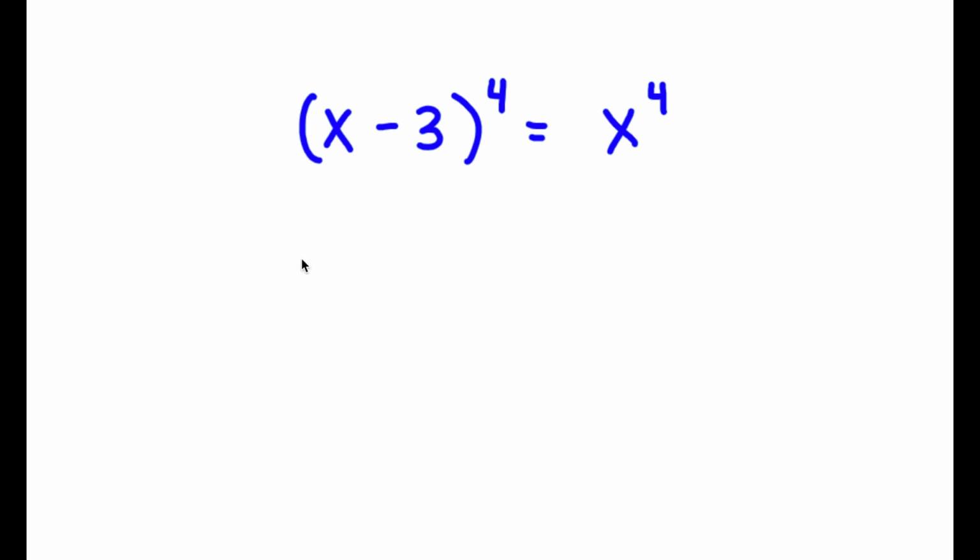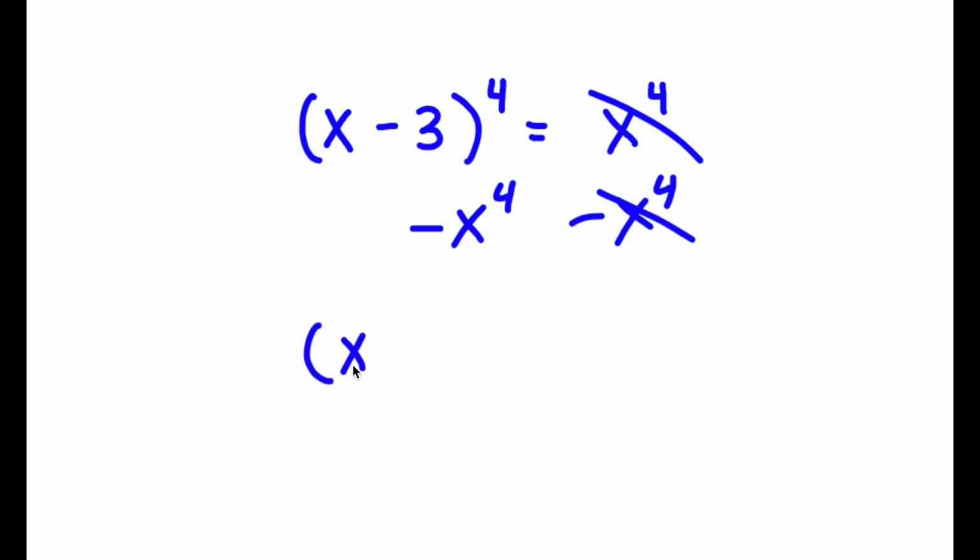Alright, so in this problem, I have x minus 3 to the power 4 is equal to x to the power 4. So the first thing I'm going to do is subtract x to the power 4 on both sides. So then these two cancel out, and now I have x minus 3 to the power 4 minus x to the power 4 is equal to 0.